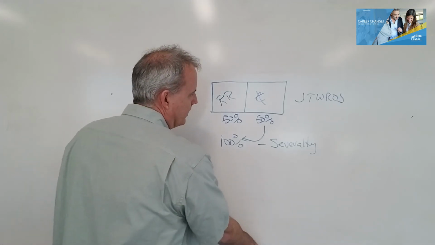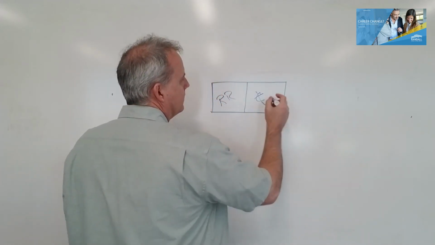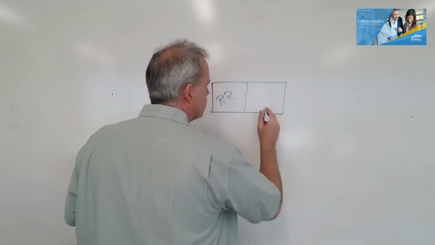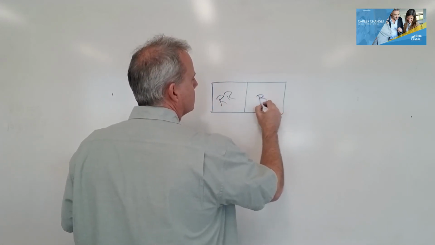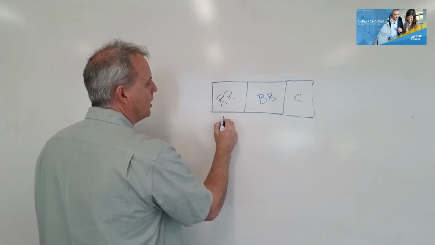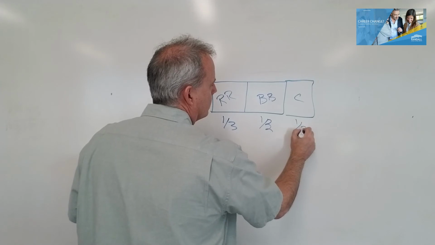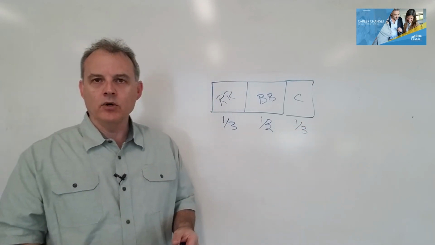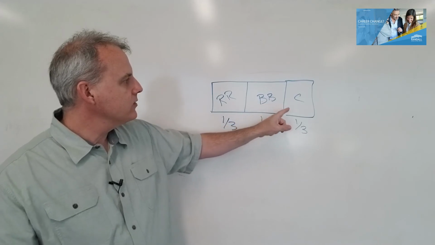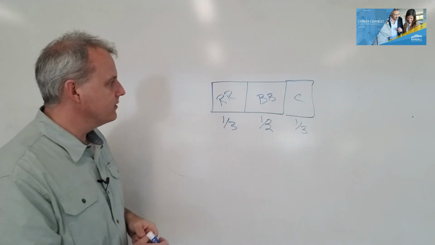Let's do another one here. Let's say that Roadrunner, Coyote, and Bugs Bunny all buy the property. Now each one owns 1/3. Remember, the ownership has to be equal here. So Roadrunner owns 1/3 of the house and property, Bugs Bunny owns 1/3, and Coyote owns 1/3, and it's joint tenancy with rights of survivorship.